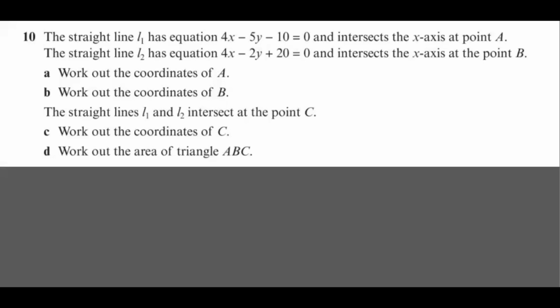This question is from Pure Book 1, Exercise 5G, question 10. So we are given two lines and we have to find out where they intersect the x-axis and then when they intersect with each other, and then find the area of the triangle formed by those 3 points.